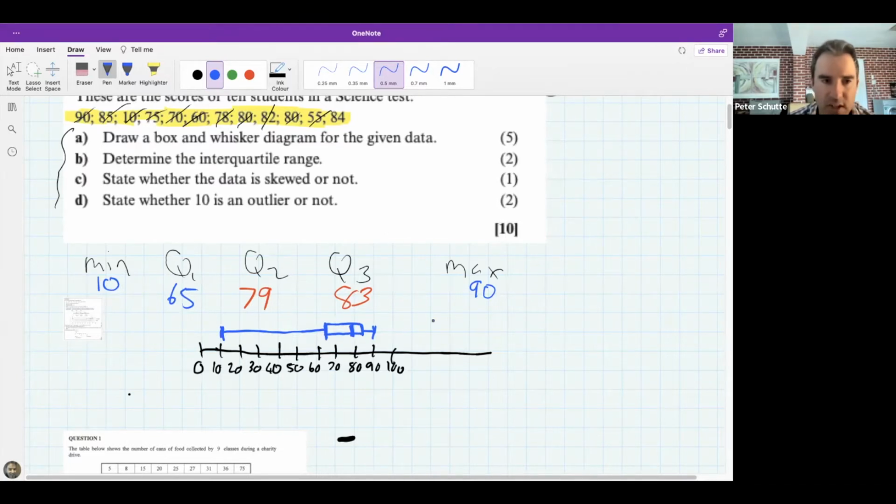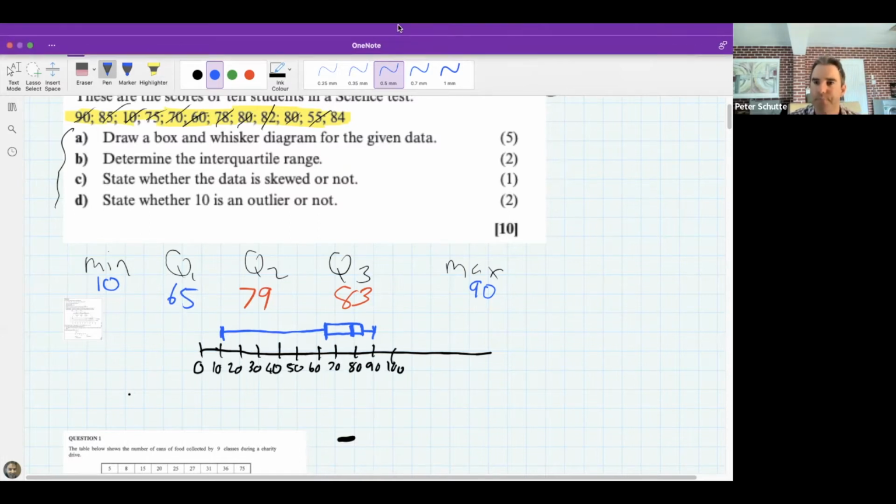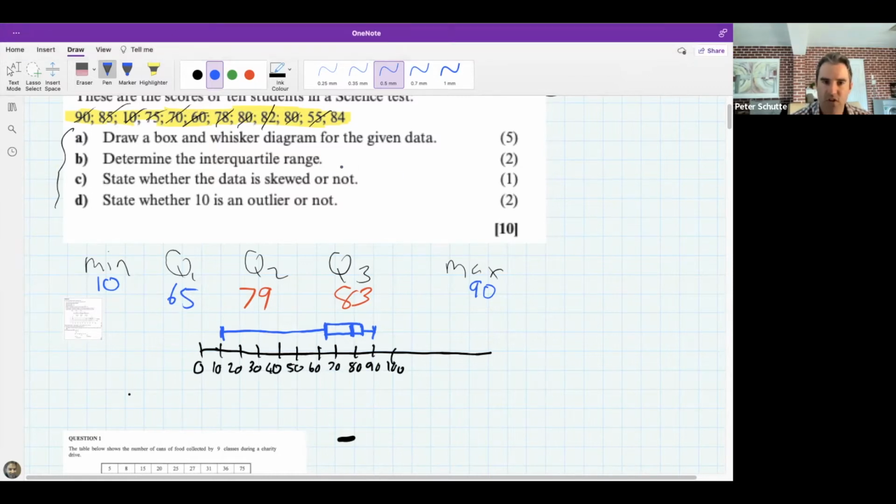And let's see those answers coming through. So what is my interquartile range, and is the data skewed or not? Those are the types of questions I want to see you answer in the chat. So the interquartile range is just going to be Q3 minus Q1, which is 83 minus 65, which is 18. Awesome.